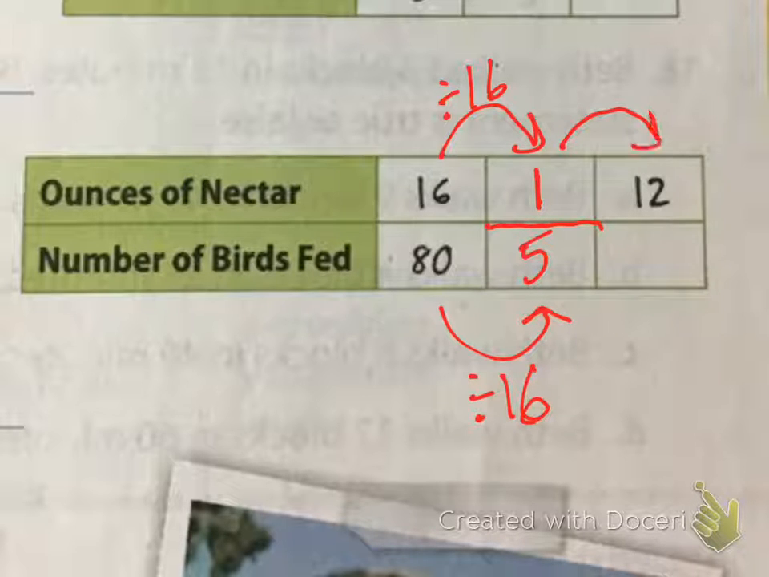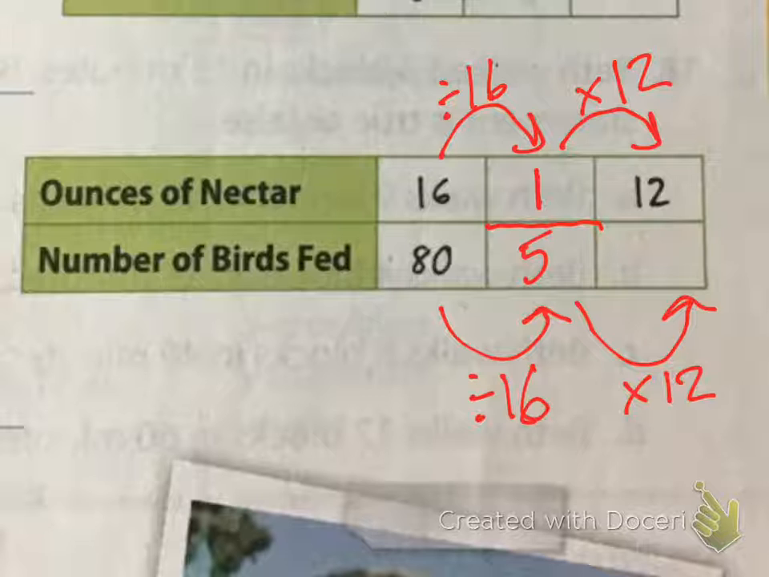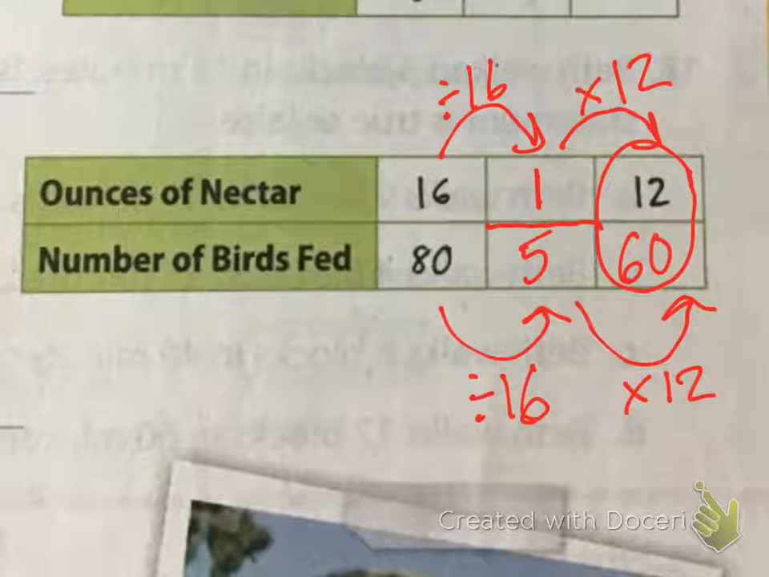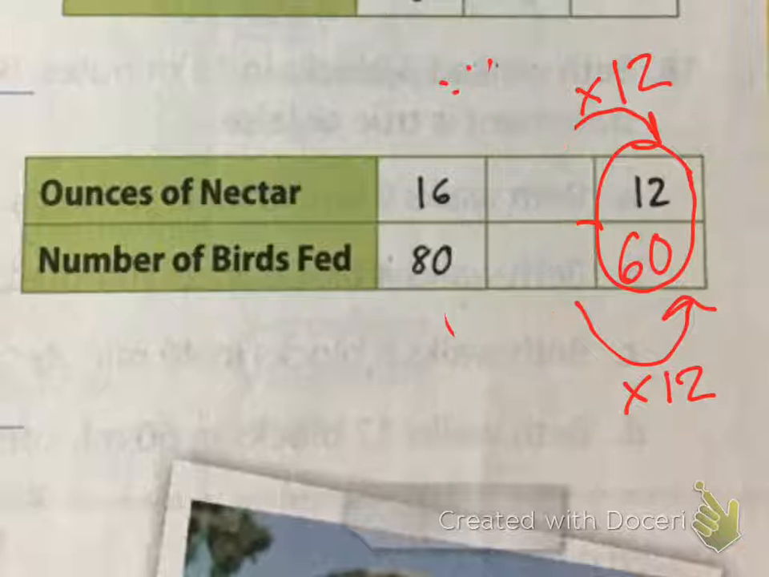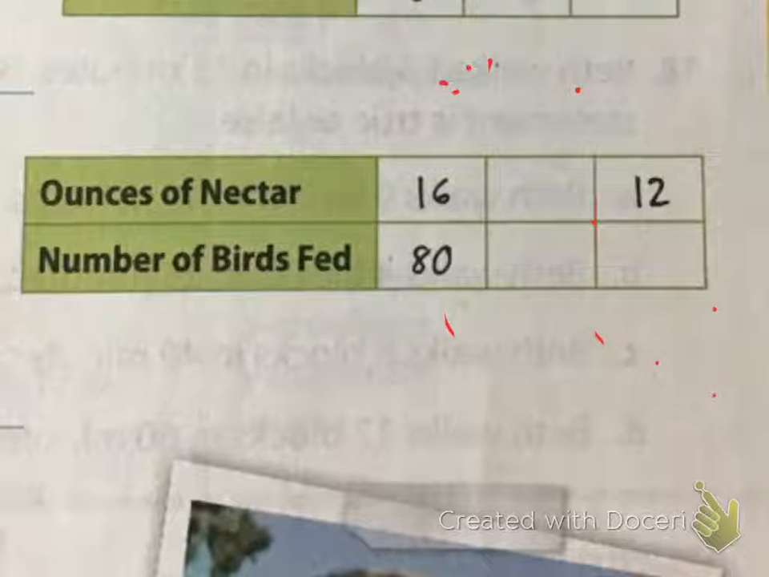Now, how do we go from 1 to 12? How do we go from 1 to 12? Anita? Times 12. So what do I do to the bottom one? Times 12. Same thing, top and bottom. What's 5 times 12, Madison? 60. So our ratio becomes 12 over 60. However, there's another way we could do it. Both ways work. So do whichever way you feel most confident with.